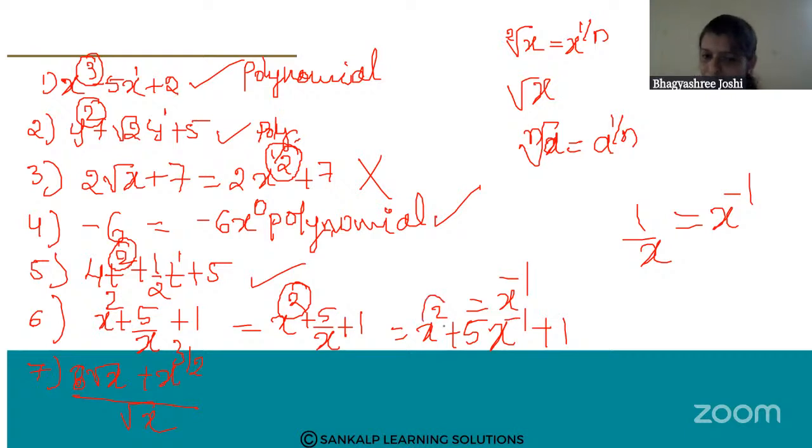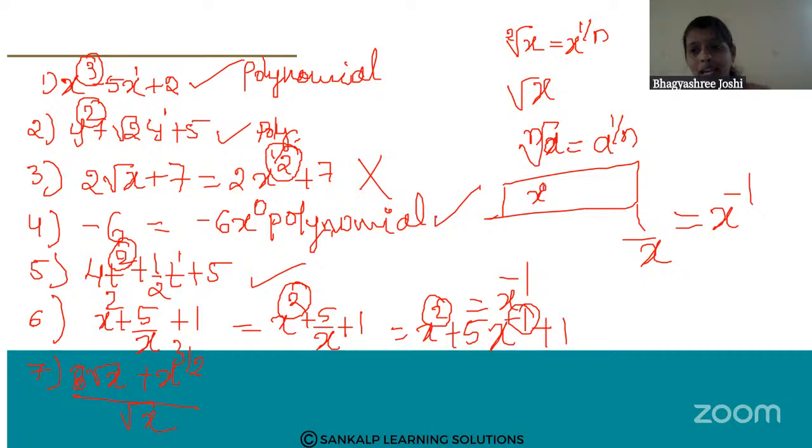Okay. So here power is 2, here -1. 2 is a whole number, but -1, is it a whole number? No, it is not a whole number. Therefore, it is not a polynomial. So in an expression, all the powers should be whole numbers. Means all the powers should be a whole number. If any one power is different, it is not a polynomial. It is an algebraic expression.